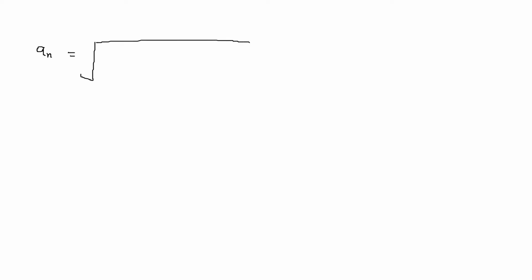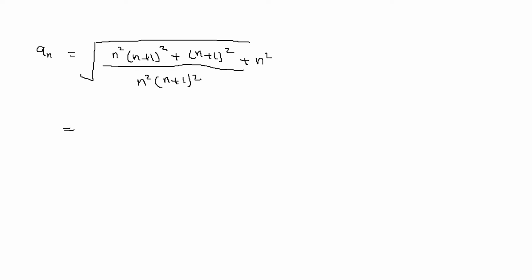First of all, I need to write everything that we had. That was n squared into (n plus 1) whole squared, and here that was n squared into (n plus 1) whole squared plus (n plus 1) whole squared plus n squared, right? If you take the common (n plus 1) squared from the first two terms, you get (n plus 1) whole squared into (n squared plus 1) plus n squared, over n squared into (n plus 1) whole squared, all under the square root.